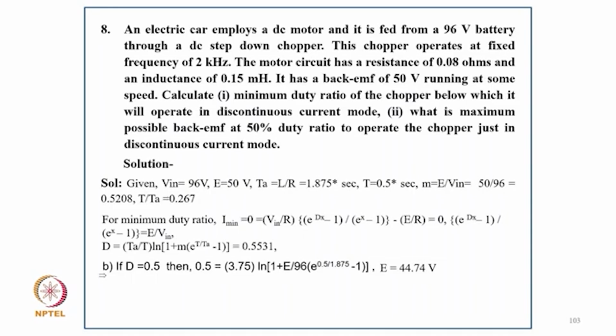from a 96 volt battery through a DC step down chopper. This chopper has a fixed frequency of 2 kHz. The motor circuit has a resistance of 0.08 ohm and inductance of 0.15 millihenry, and it has a back EMF of 50 volt running at some speed. So calculate the minimum duty ratio of the chopper below which it will operate in discontinuous mode, and what is the maximum possible back EMF at 50% duty ratio to operate the chopper just in discontinuous mode.